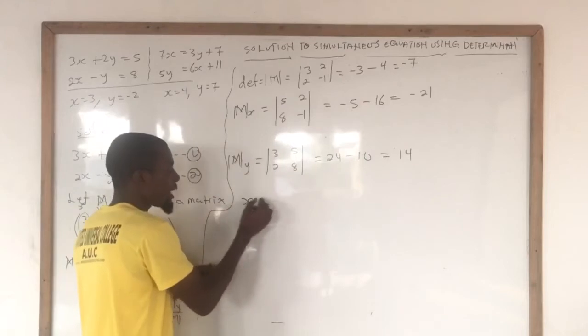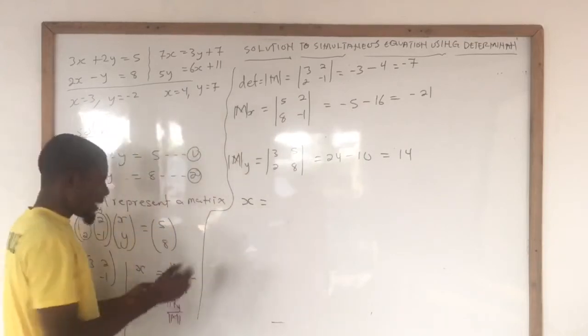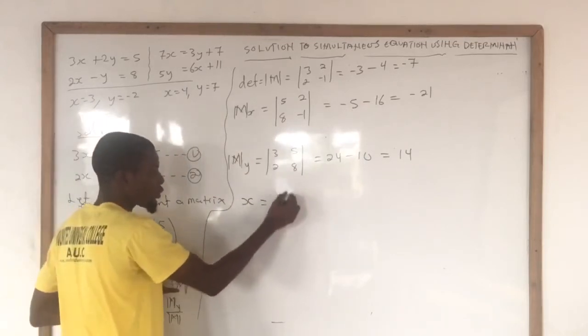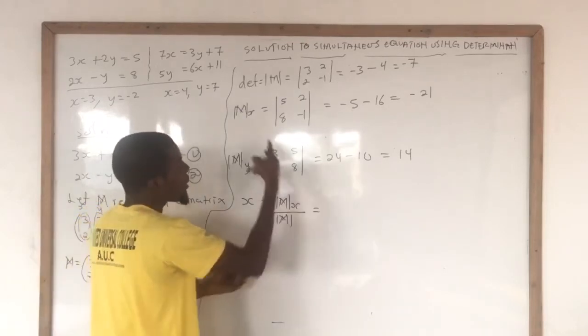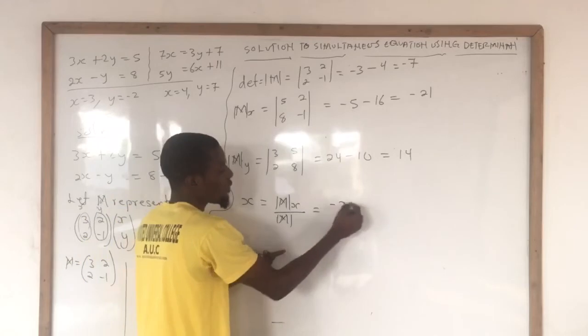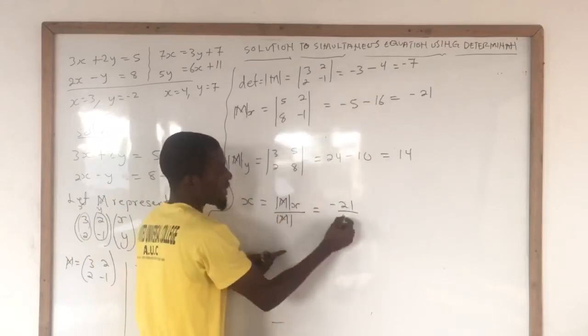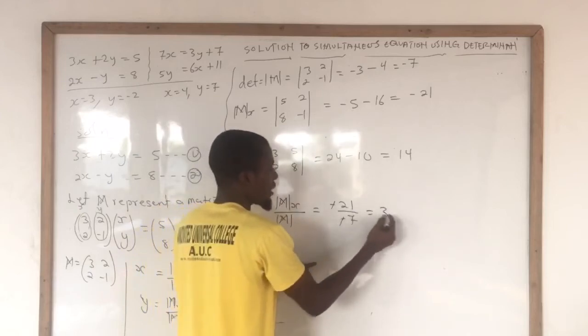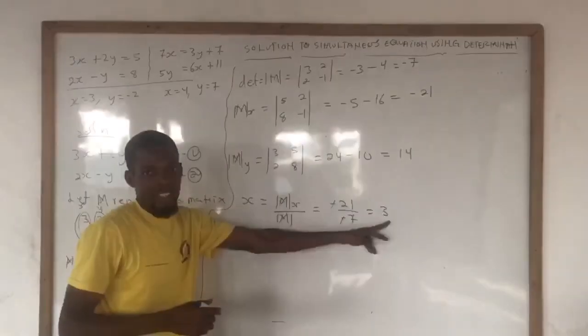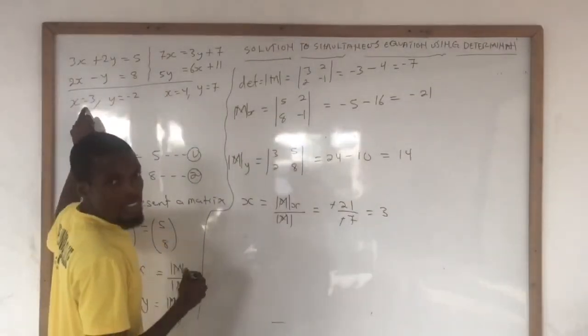Now, how do I get my x? I said x is given by the determinant of x over the normal determinant. Now here, my determinant of x is negative 21. My normal determinant, remember, is negative 7. This cancels this. 7 goes into 21 3 times. Do you see that my x is equal to 3? That's the answer.